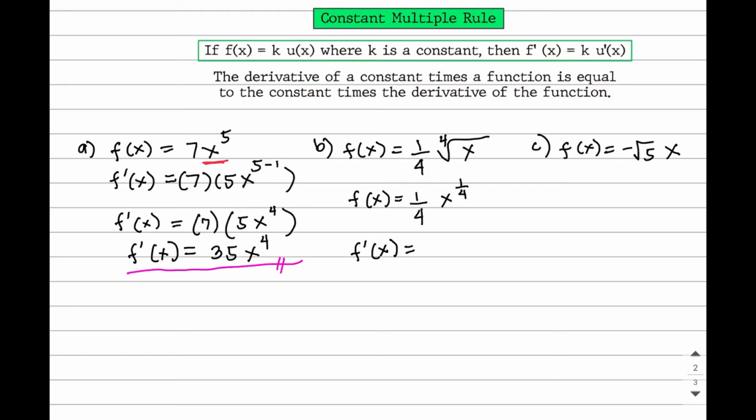Ano ang sabi sa ating rule? The derivative of the constant times a function is equal to the constant. Ano ang constant natin? 1/4. And, ano sunod? Times. Multiply natin siya. Times what? Derivative of the function. Kukunin natin ang derivative ng function na ito. Okay? So, kunin natin ang kanyang derivative. Power rule yan. I-apply lang natin ang power rule. Anong sabi? The power times the base raised to the power minus 1.